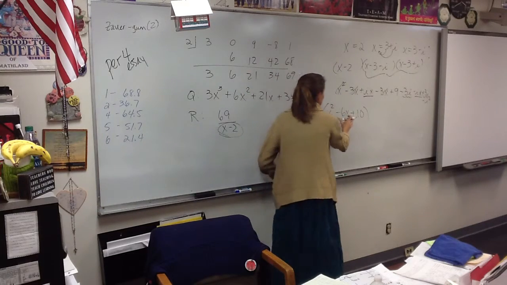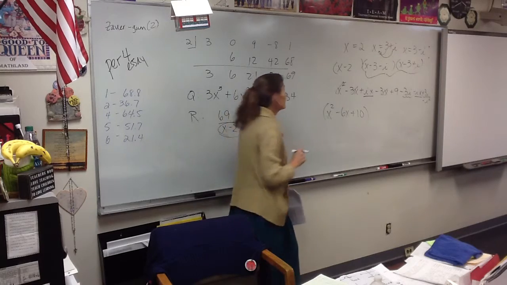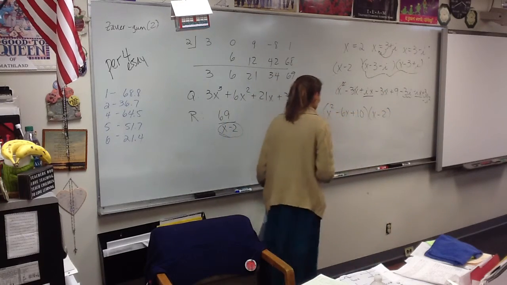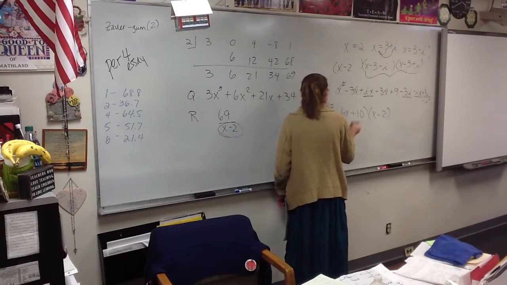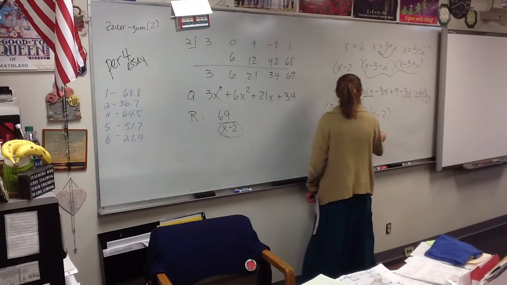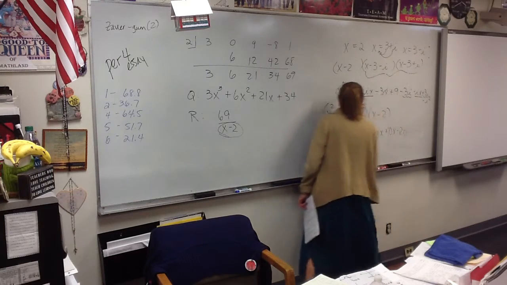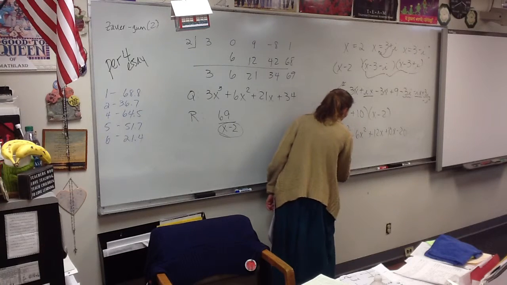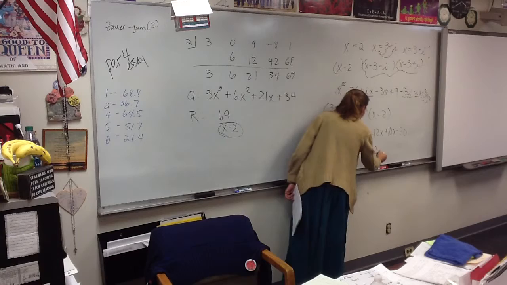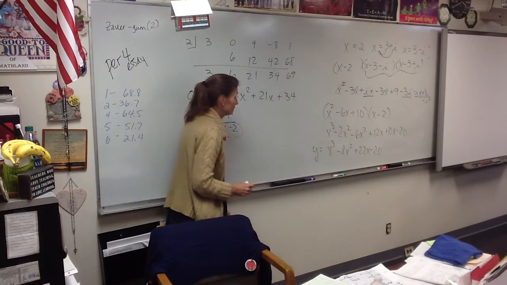So all that just boiled down to this, which then I still need to times by x minus 2. So again, FOIL. And I did my arithmetic right. That should be my equation.